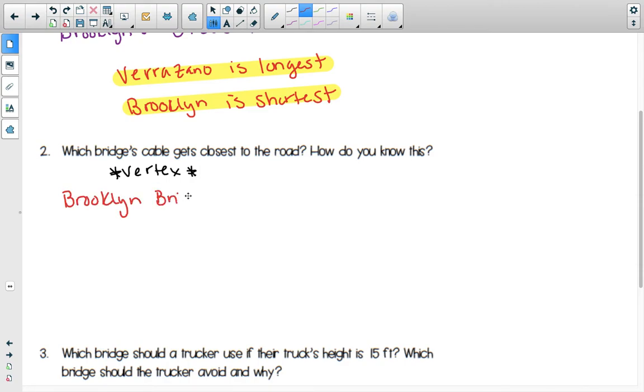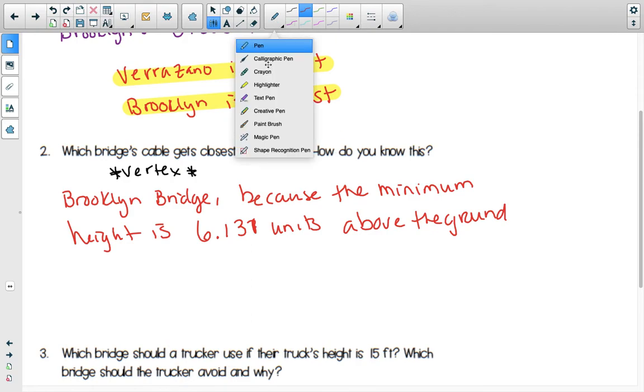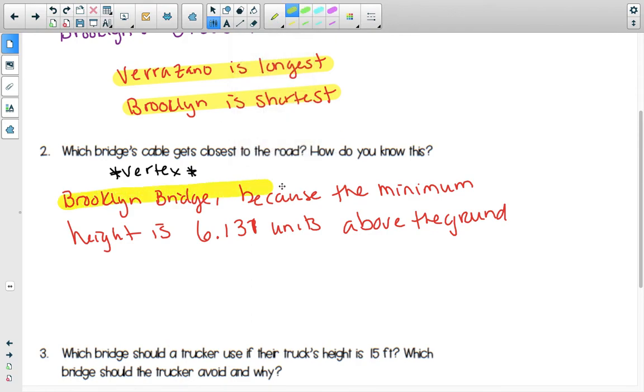Brooklyn Bridge, because the minimum height is 6 units above the ground, where the other ones were 18 or 60 units above the ground. So we can tell that Brooklyn Bridge would have the lower cable because it almost hits the ground.